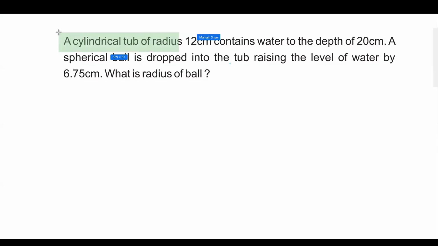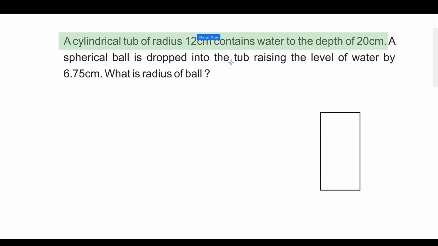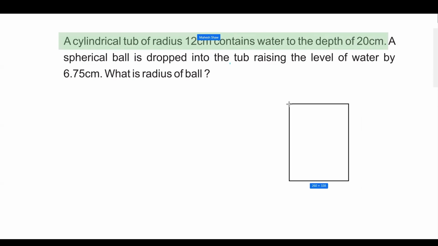In this question, it says a cylindrical tub of radius 12 centimeter contains water to the depth of 20 centimeters. So let's say this is a cylindrical tub and it has water to some extent. The level of water given over here, the depth, is the height only, right? So let's say this was a cylindrical tub and it has water to this extent. This is the depth over here.